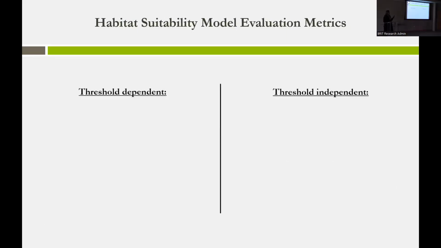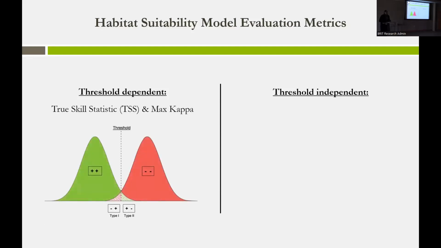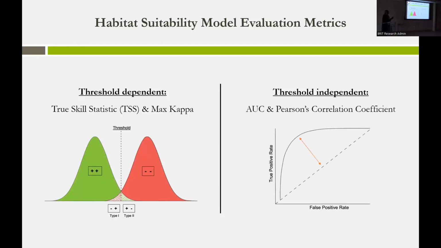So there's two general types of evaluation metrics. There's threshold dependent and there's threshold independent metrics. And I won't necessarily get into all of the nitty-gritty details about each of these, but I want to just clarify that there are two different types of metrics because they function a little bit differently, but the end result is the same. We're trying to evaluate model predictive performance by how well the models are able to classify true presences and true absences. And depending on how they function, you can see why this might be important.